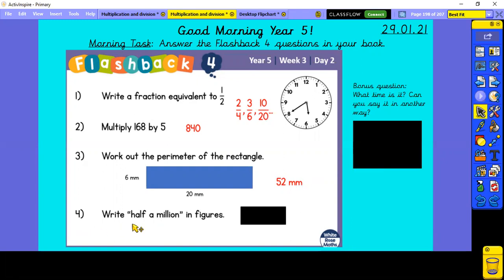Question 4, write 500,000 in figures. And figures means numbers. So 500,000 is 500,000.